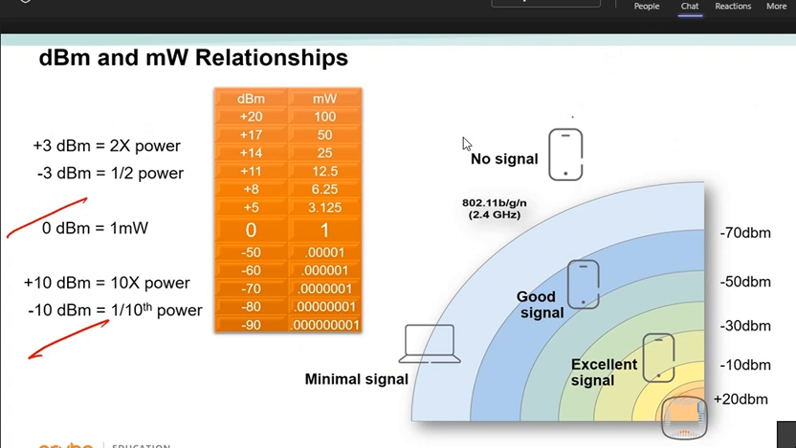So let's take an example. Now you are a network engineer, you are working on an access point. Your requirement is that on that access point, I'm taking this as a base number. In this example, I'm taking this as a base number. Now from this base number, my requirement is that I want to increase my power.